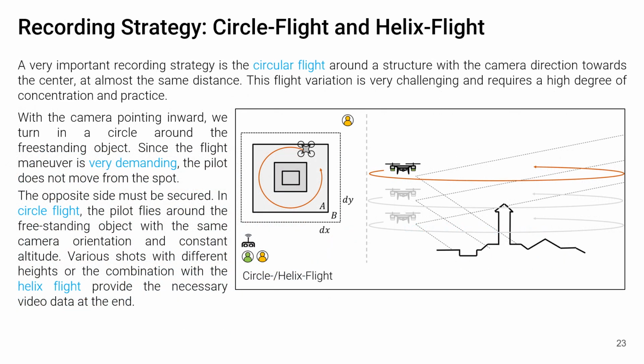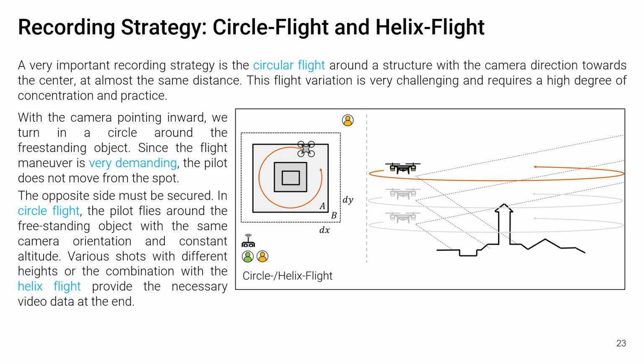A very important recording strategy is the circular flight around a structure with the camera direction towards the center at almost the same distance. This flight variation is very challenging and requires a high degree of concentration and practice. At different flight altitudes and possibly with different camera orientations, several circular flights can capture the object or structure.